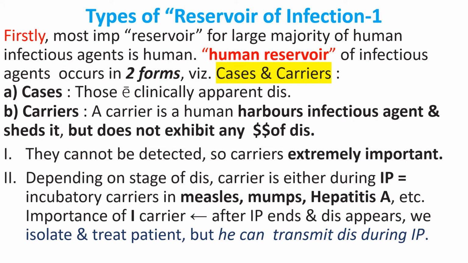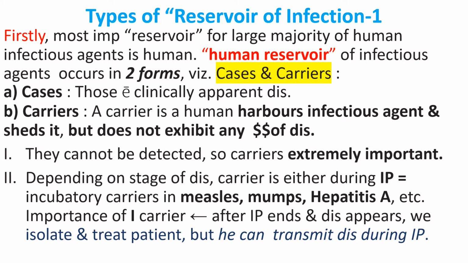Types of reservoir of infection. Firstly, the most important reservoir for most of human infections is human reservoir. Human reservoir can be either cases or carriers. The cases are those with clinically apparent disease. The carrier is the human who harbors the infectious agent, sheds it, but does not exhibit any symptoms or signs of disease.